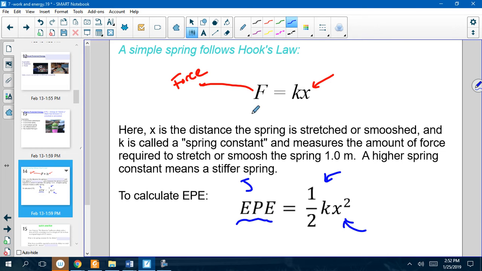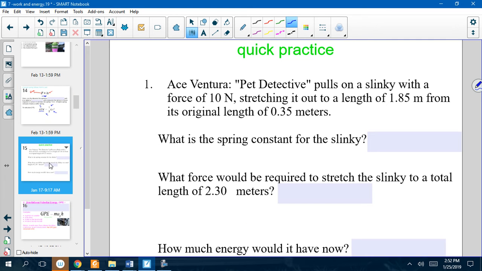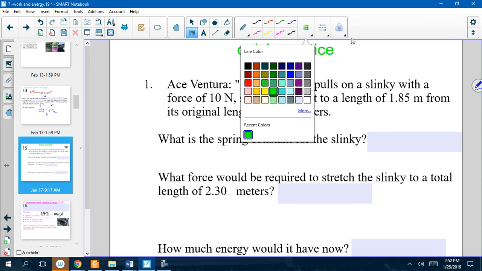So most of the time, we use these two formulas together. We can use this equation to figure out our spring constant, or we can use this equation to figure out how much force, kind of go back and forth. Alright, so let's do a quick practice problem. Let's say we have Ace Ventura, and he's going to pull on a slinky with a force of 10 newtons. It stretches out to a length of 1.85 meters, and it was originally not stretched at a length of 0.35 meters. So first thing we want to do is figure out the spring constant.